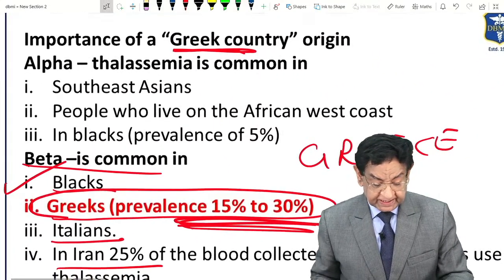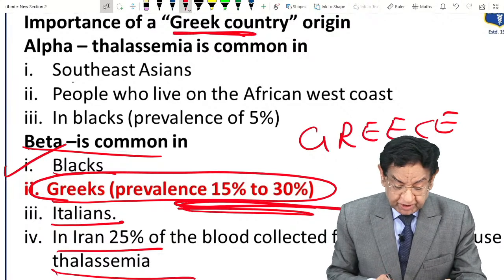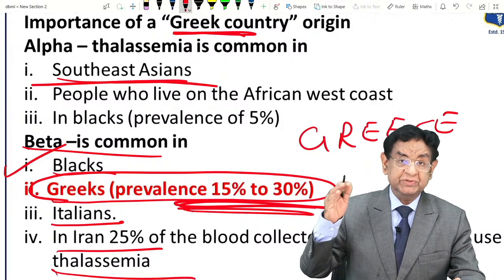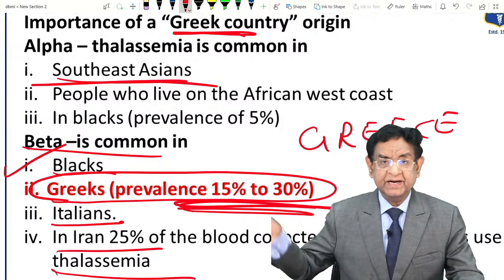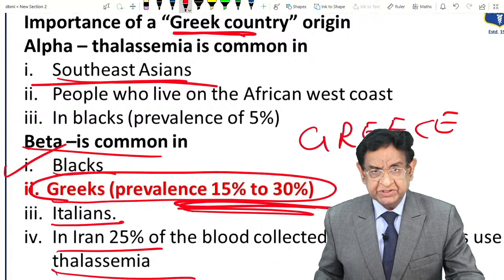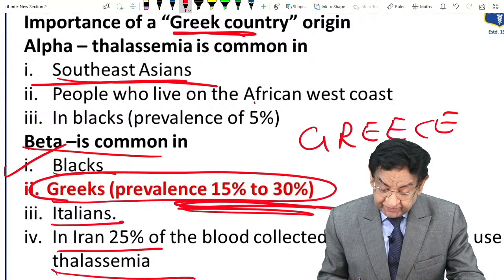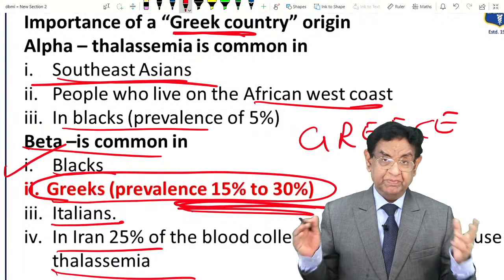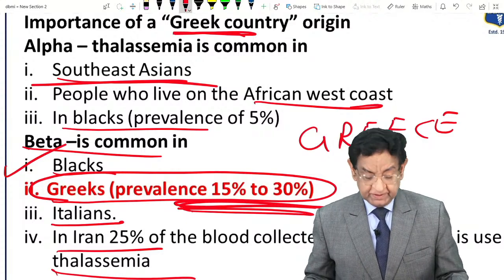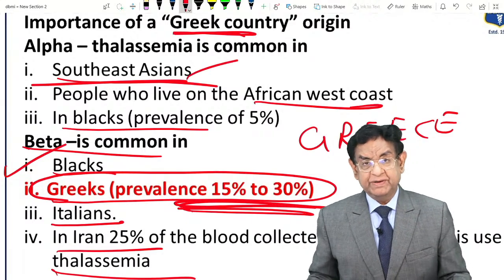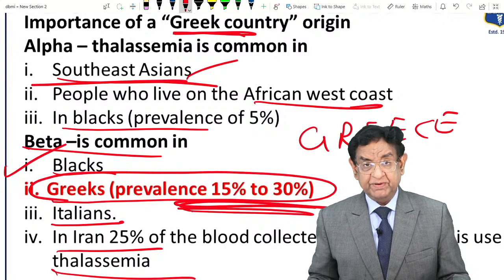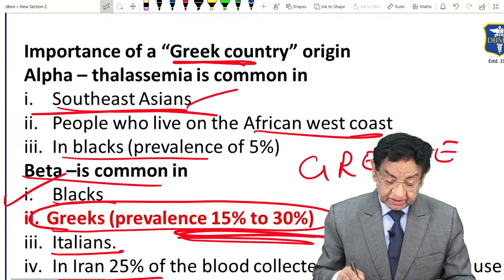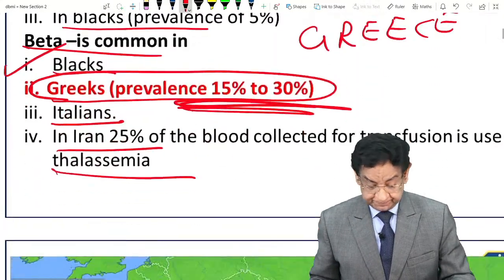Let's revisit the slide. Alpha thalassemia is very common in Southeast Asia. Now remember, Southeast Asia includes the Indian subcontinent and East Asia. The African West Coast also, but in blacks it is only 5%. So in blacks it is more of beta thalassemia. Whenever you get a question about alpha thalassemia, it will be from the Southeast Asian countries. So now you are clear about the word Greek country.